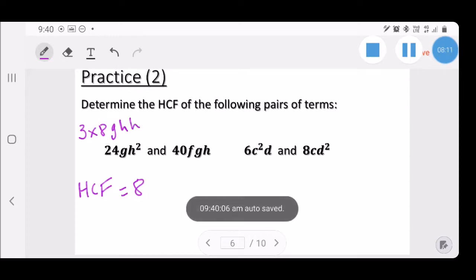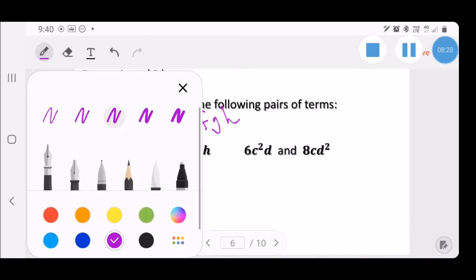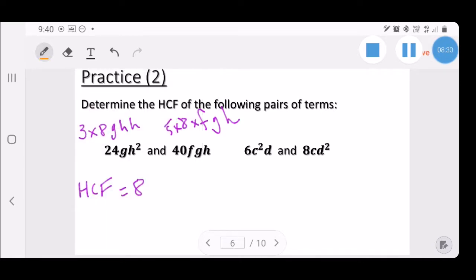I can't even be bothered putting the multiplication signs in. This is just scribble, this part here anyway. 40, well that's 5 times 8 times f times g times h. All right. So the 8 is in common between both terms. The 3 isn't. The 5 isn't.